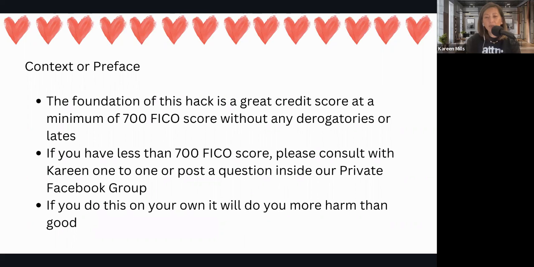But a couple of contexts before we dive deep into how I did this. Number one, the foundation of this hack is a great credit score. Not a perfect credit score, but a decent credit score. At a minimum of 700 FICO score, and this is the caveat, without any derogatories or lates. If you have any derogatories or lates, I encourage you to take the training prior to this one, which was the five factors of your FICO score and how to leverage the information. In that training, I also recommended that you go get your credit reports and look at your credit profile, not just your FICO score, because it's not just about the score.